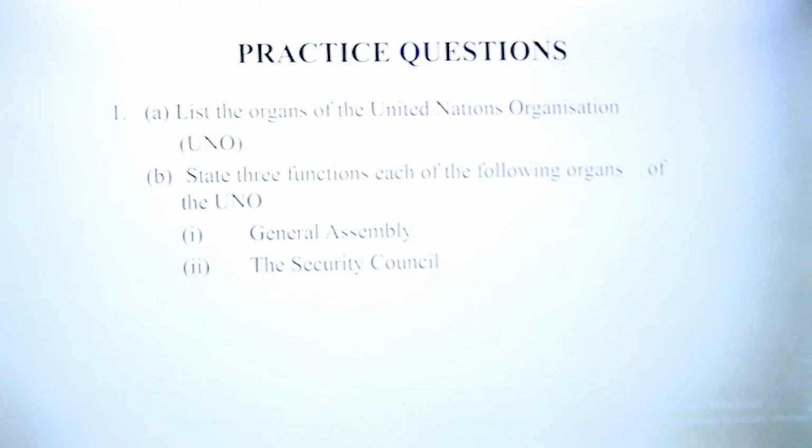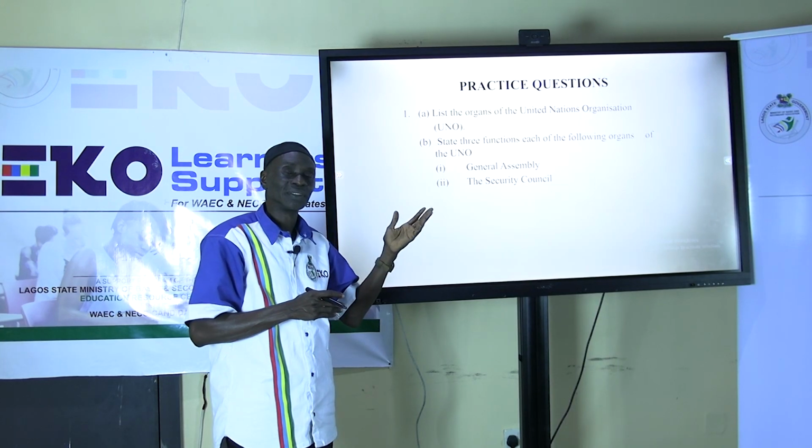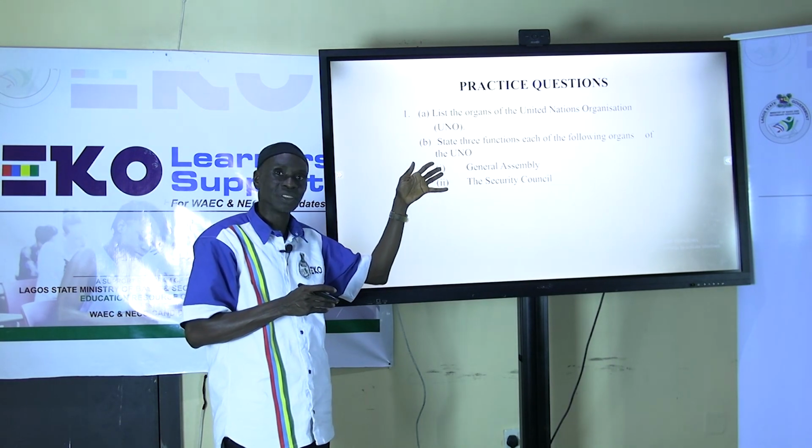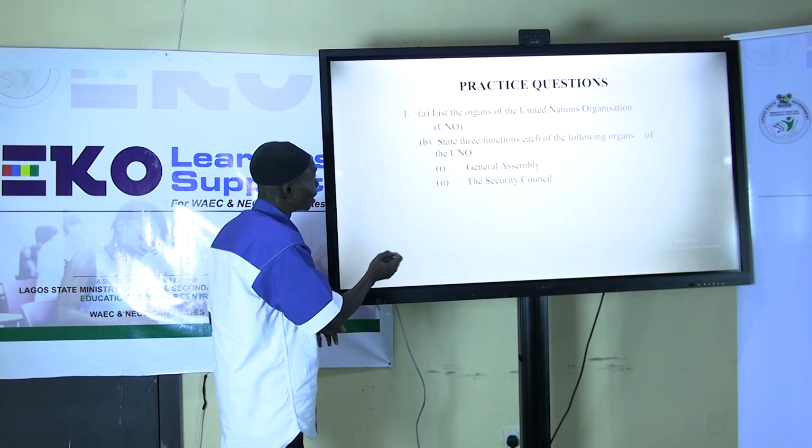B. State 3 functions each of the following organs of the UNO. 3 functions of General Assembly. 3 functions of the Security Council. However, the probable solutions to this, in terms of answers to them, let's look at it.